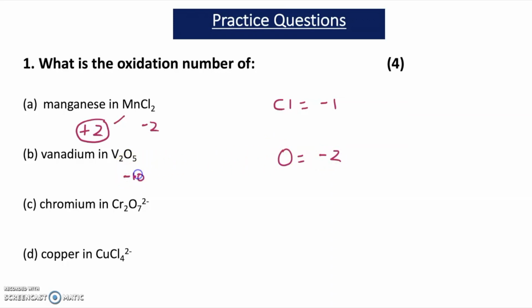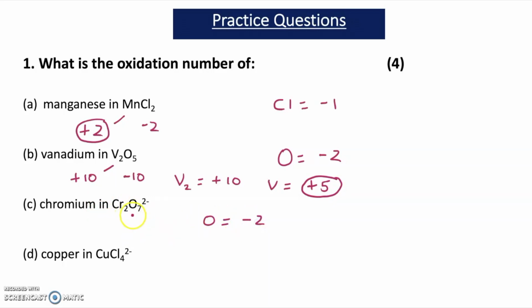Now in the next example, we have vanadium in V2O5. So oxygen is -2 oxidation number. There's 5 oxygens, so it's -10 total oxidation number. So V2 must have a total oxidation number of +10, so each vanadium must be +5.